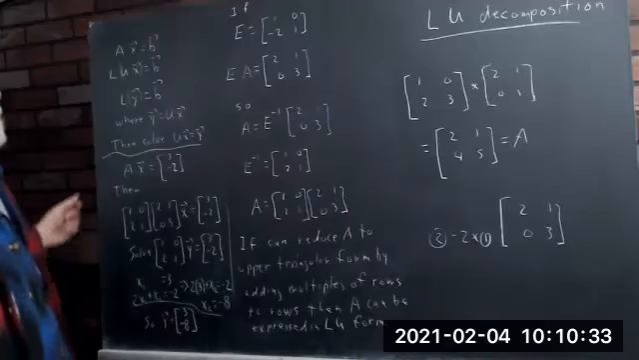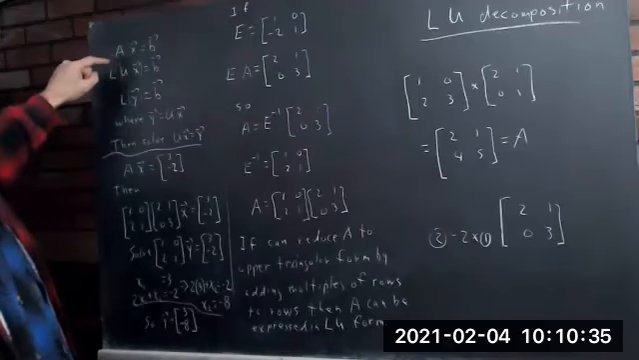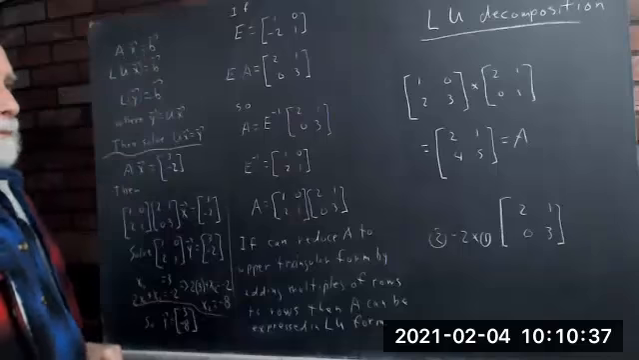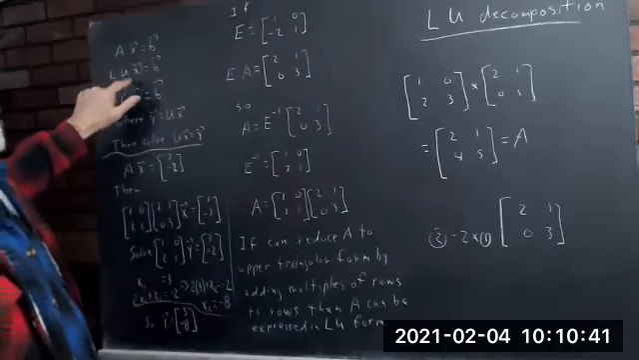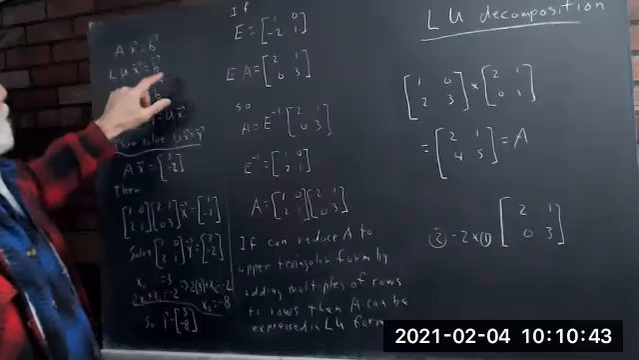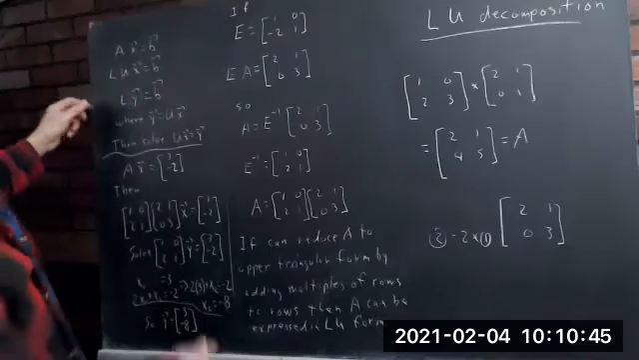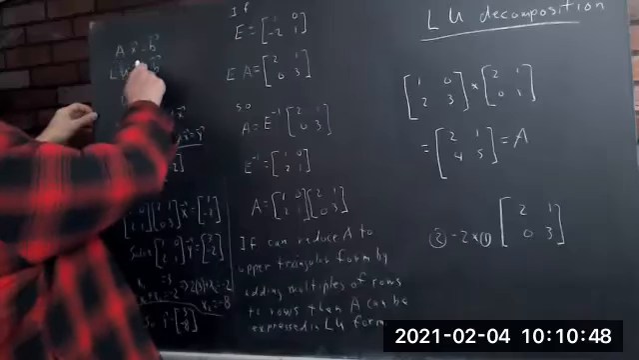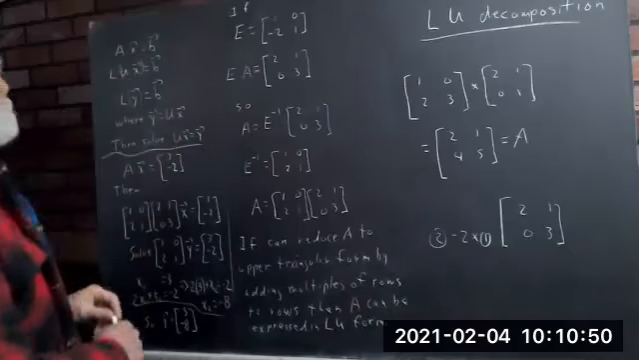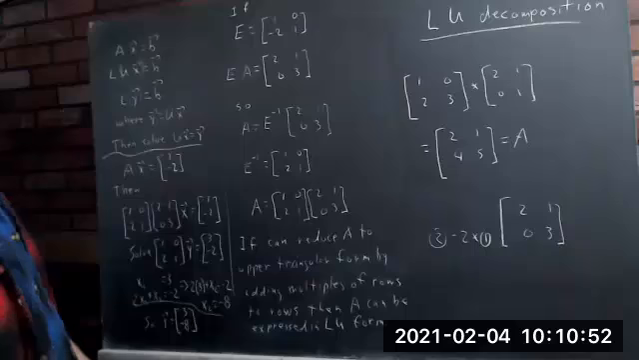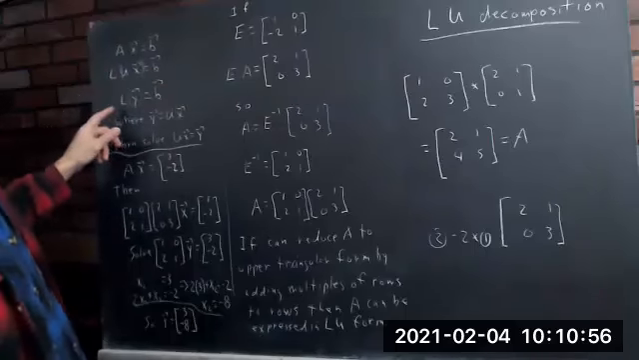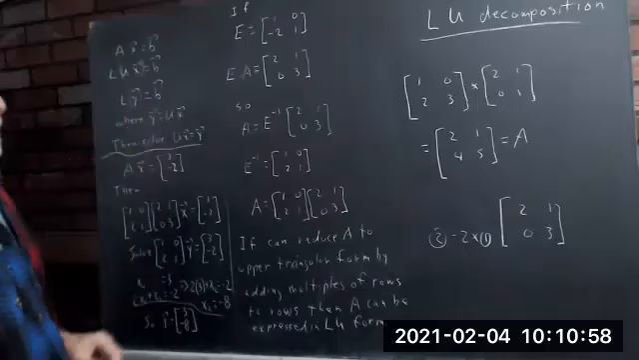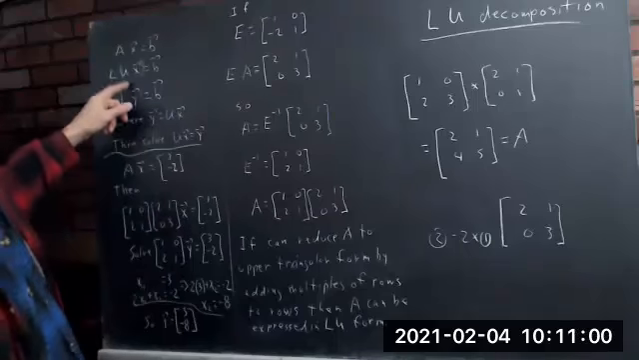Once you can do that, then any matrix equation AX equals B can be expressed as LU times X equals B. By matrix associativity, of course, LU could be grouped this way. And this equation has the form LY equals B, where Y equals UX.